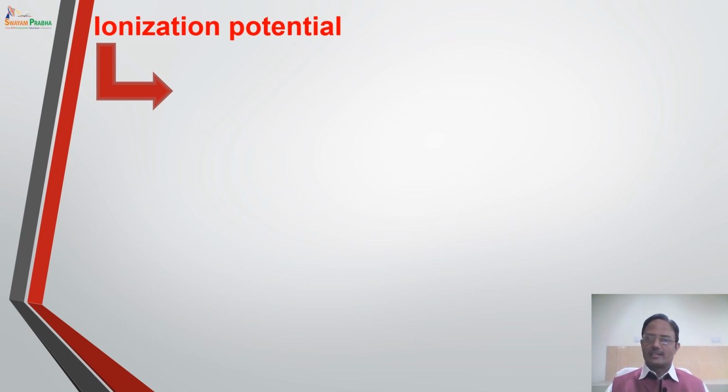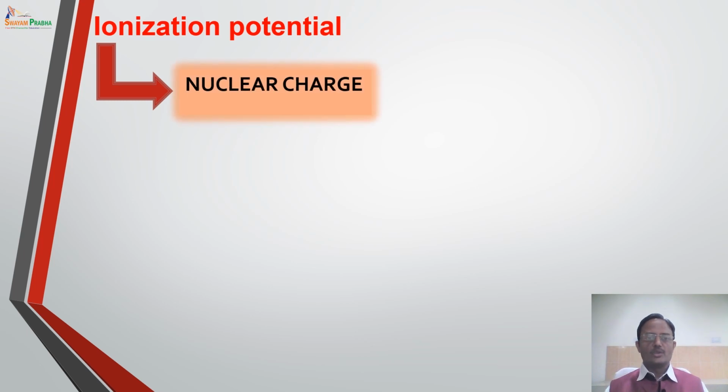There are a few factors which govern ionization potentials. The first factor is nuclear charge. Now if the nuclear charge is more or nuclear charge is increased, then the force of attraction between nucleus and the outermost electron will increase. And so if we want to remove that electron, we will have to supply more energy. In other words, with increase in nuclear charge, the ionization potential goes on increasing, or the ionization potential is directly proportional to nuclear charge.